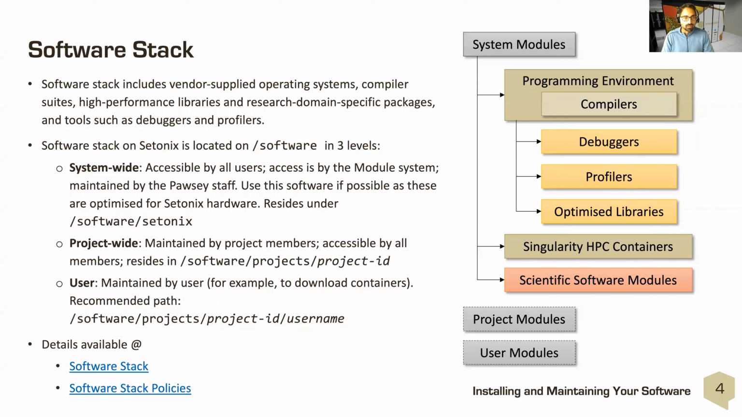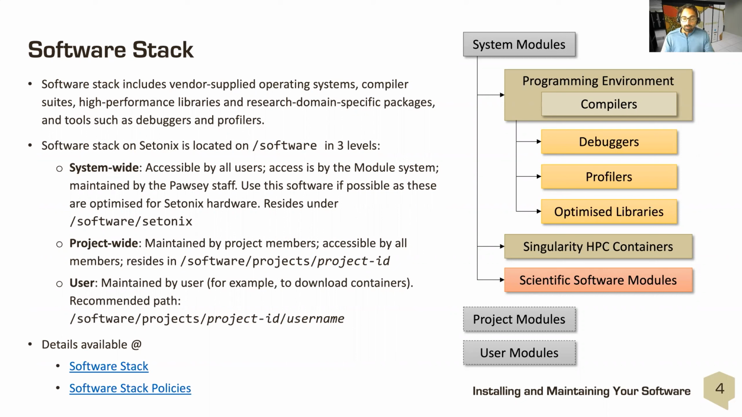So there is the system-wide software located in /software/Setonix. This is accessible by all users. It's just accessed through the module system, and it's maintained by the Pawsey staff. This is where the software, if possible, is optimized for Setonix hardware. This software typically includes, definitely includes compilers, high-performance libraries, and some set of research domain-specific software packages, some debuggers, and profilers.